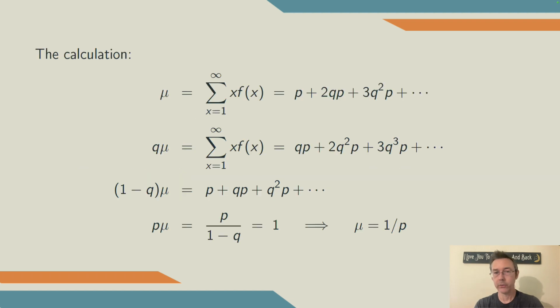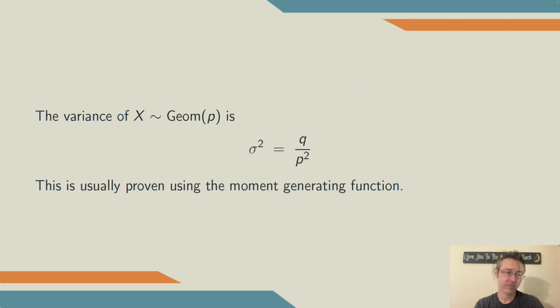Here's how it goes. I've written the formula for mu at the top, and then right below that, multiplied both sides by q. The third line there subtracts the second line from the first. So (1 minus q) times mu on the left-hand side. And then on the right, we just have a geometric series, a familiar one in fact, p plus qp plus q squared p, etc., which simplifies to p over 1 minus q, which is just 1. Dividing both sides by p, we get that the expected value is 1 over p.